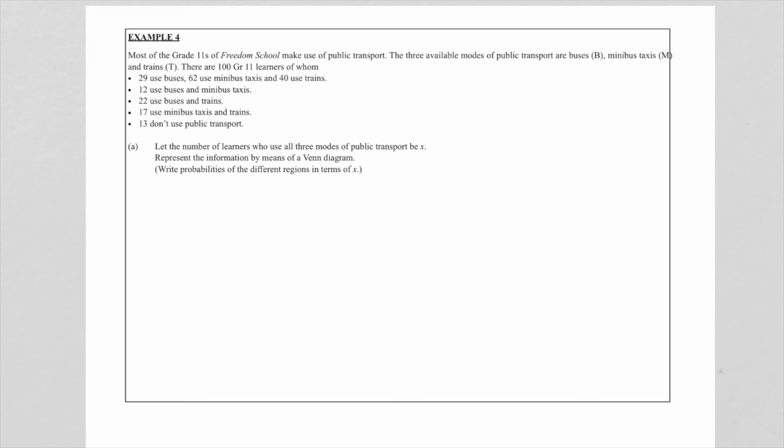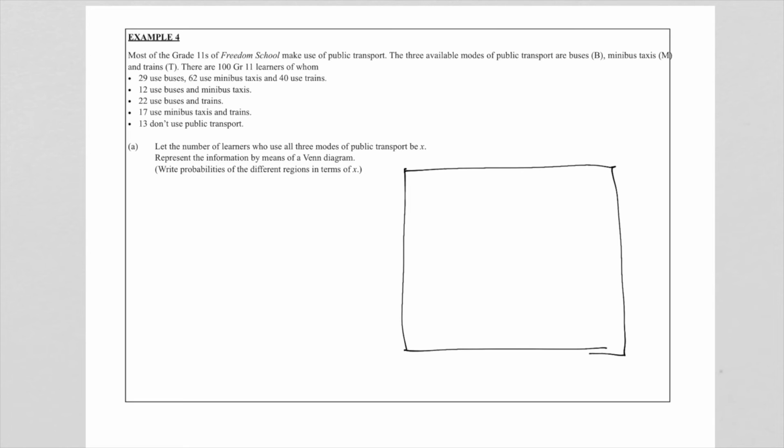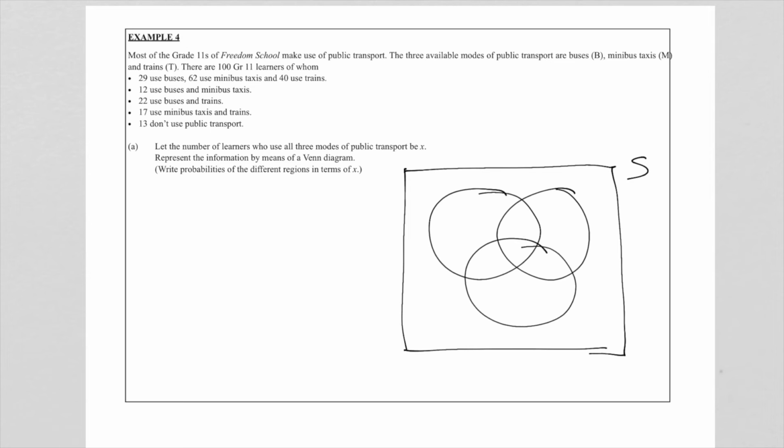The first question is, let the number of learners who use all three modes of public transport be X. And you will remember from our previous example, we said that we always want to start with that middle. And the middle was not given in this information, but they say to us we must call it X. And then we must represent the information on a Venn diagram. So let's just draw the Venn diagram. Remember, this Venn diagram has three events. That's my sample space. And then the three events.